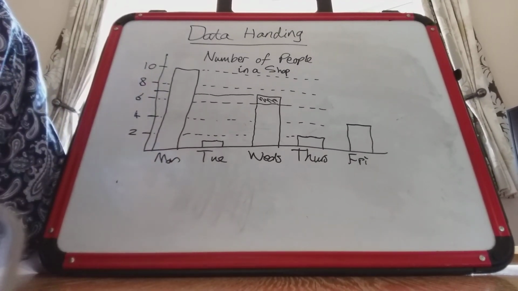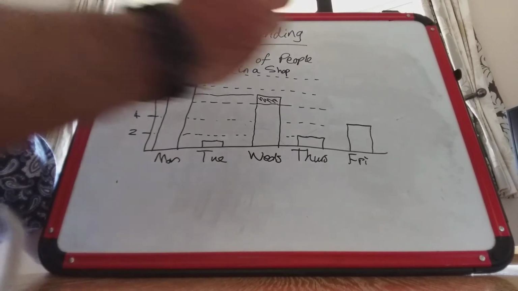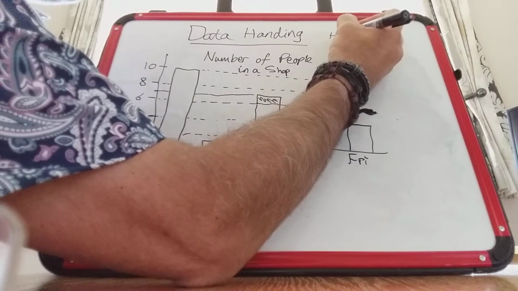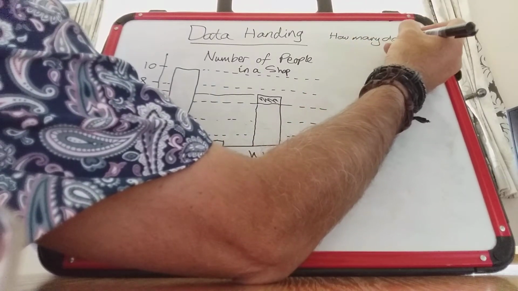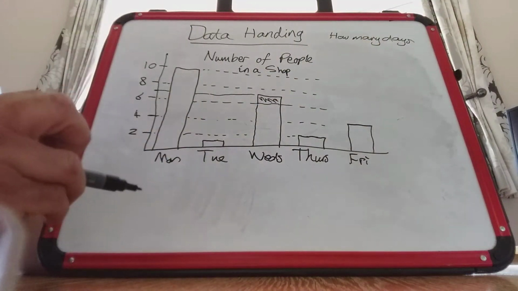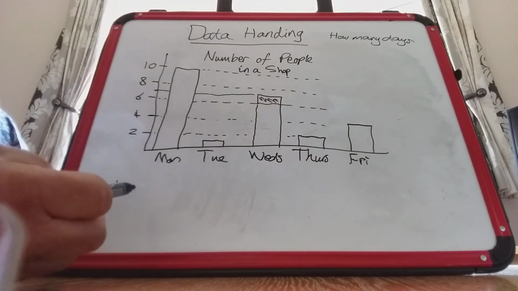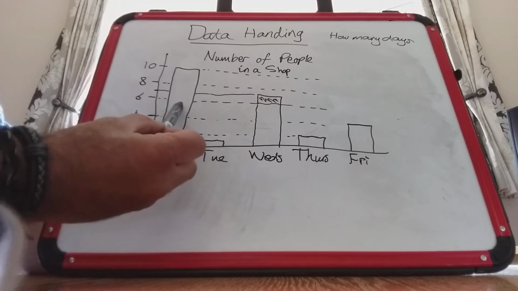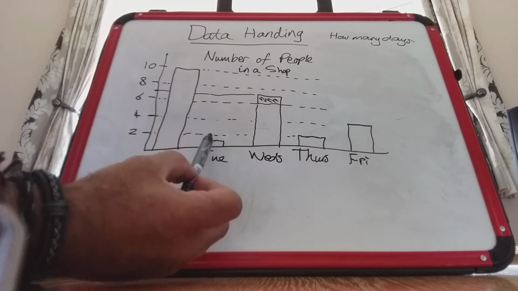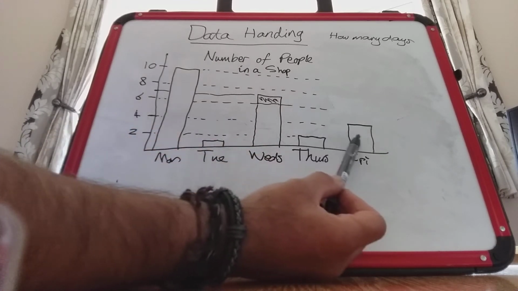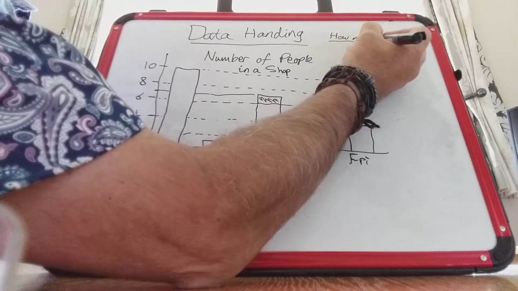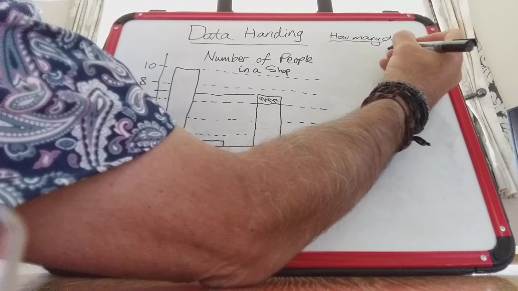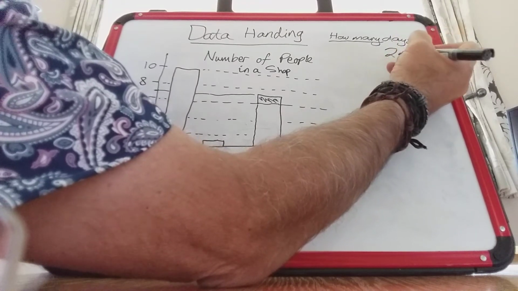Another type of question is they might say how many days, so let's write this down, how many days. So they might say on how many days were there more than 5 people in the shop. Okay, so well, on Monday there was more than 5 people, so that's 1. And not Tuesday, Wednesday there was, not Thursday, not Friday, so therefore on Monday and Wednesday. But because it's saying how many days, the answer has to be a number 2.